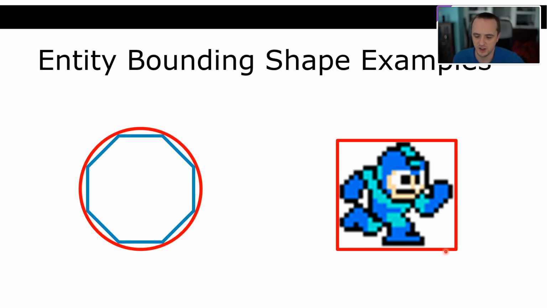For Mega Man, for example, we might not be super interested in all the different limbs and all the joints and all the hands. So let's just draw a box around Mega Man and say that if something interacts with this box, then it is interacting with Mega Man. That's a pretty safe assumption that people have been using for decades when it comes to game programming.